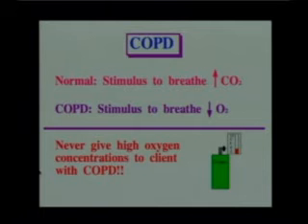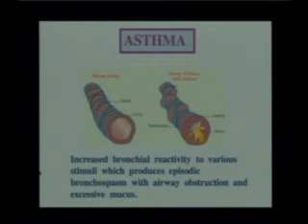Now, I want us to talk for a moment about asthma. We're pulling out asthma and looking at it separately. If we look at the physiology of asthma, we see an increased bronchial reactivity to various stimuli, which produces episodic bronchospasm with airway obstruction and excessive mucus.